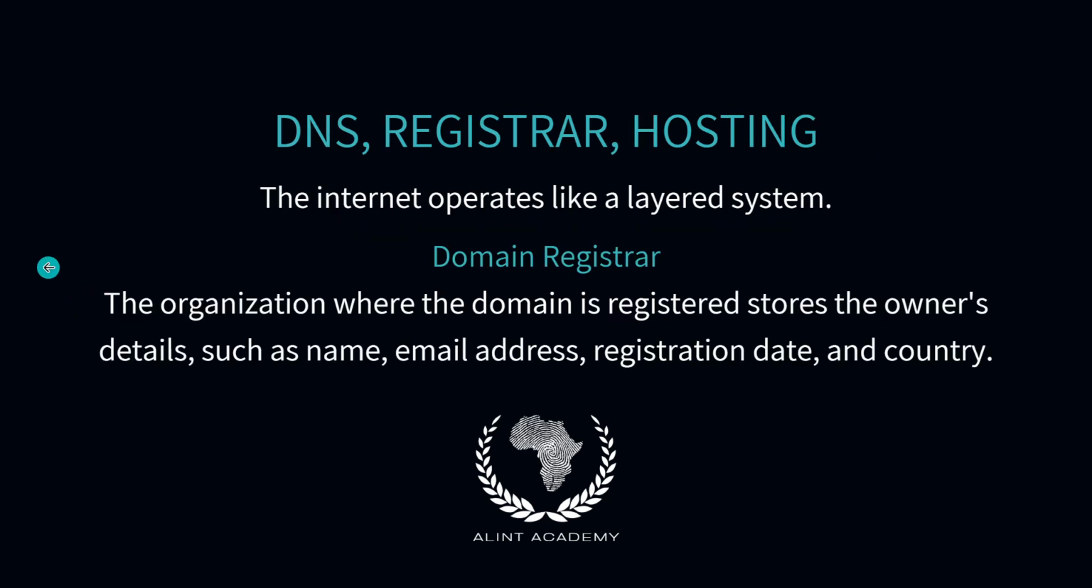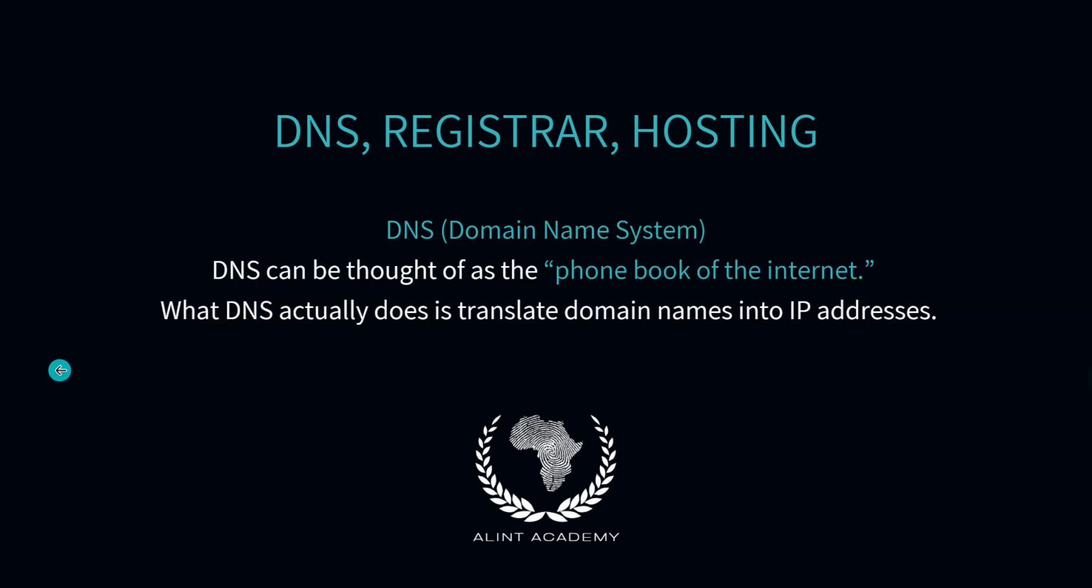To understand this better, it helps to think of the internet as a layered system. The first layer is the domain registrar. A registrar is the organization where the domain is officially registered. The registrar stores information about the domain owner, such as the name, email address, registration date, and country. The next layer is DNS, the domain name system. DNS is often described as the phone book of the internet. Its job is to translate domain names into IP addresses, allowing computers to find the correct servers.